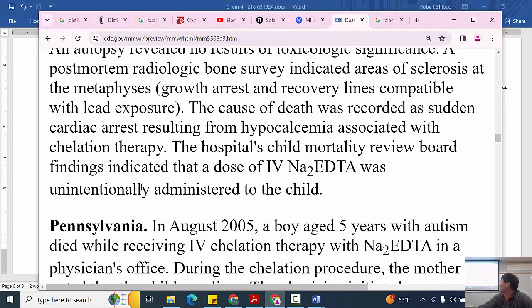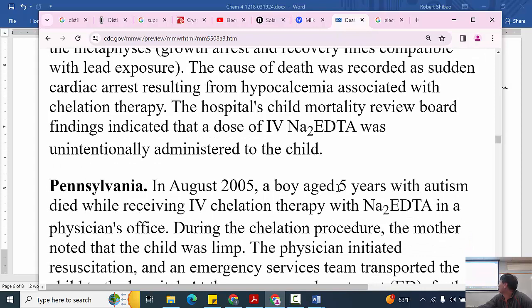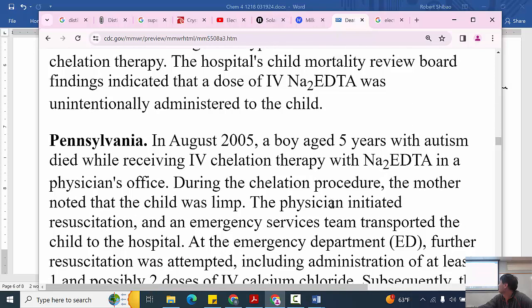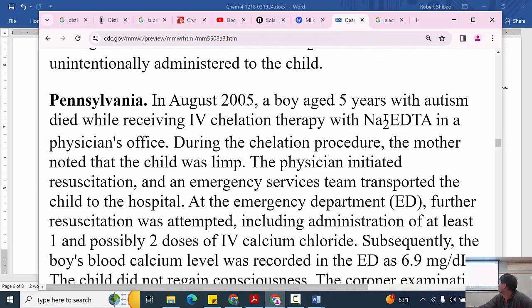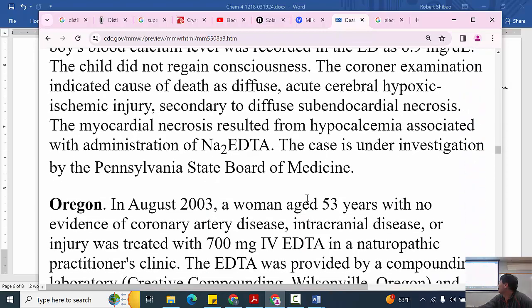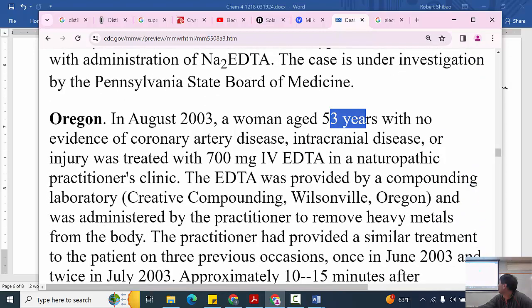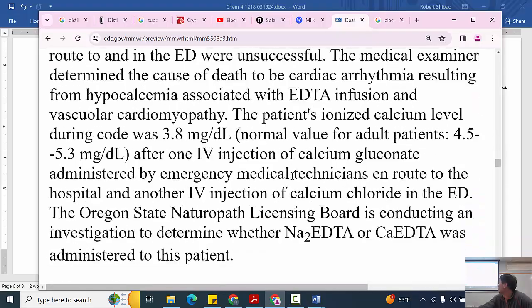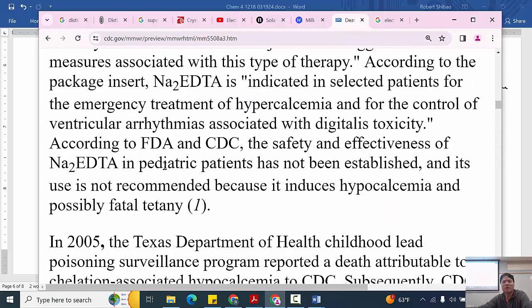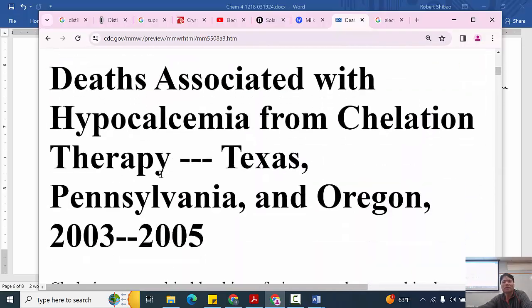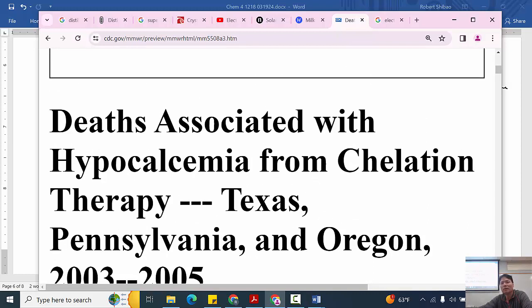Well, anyway, that's not the only case. In 2005, a 5-year-old died. It's again sodium EDTA rather than calcium EDTA. A 53-year-old died, and so on. And this is the CDC report. The CDC report covers deaths between 2003 and 2005 in Texas, Pennsylvania, and Oregon, associated with mixing up sodium EDTA and calcium EDTA.